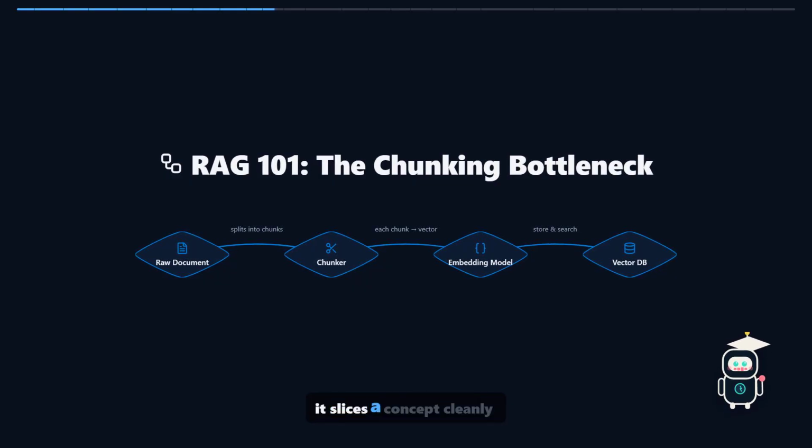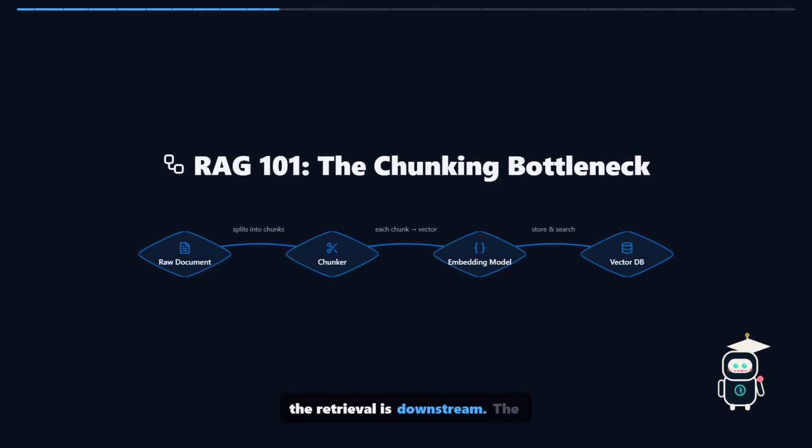If it slices a concept cleanly in half, the large language model never sees the full picture, no matter how good the retrieval is downstream. The next chart will show you how chunk size impacts retrieval accuracy.